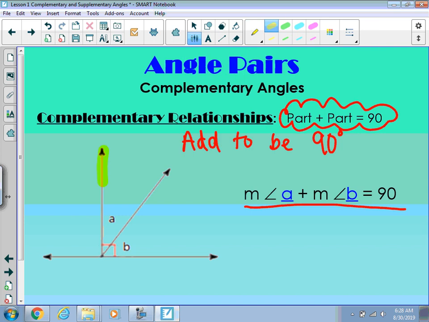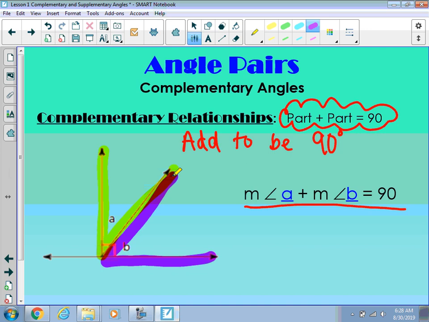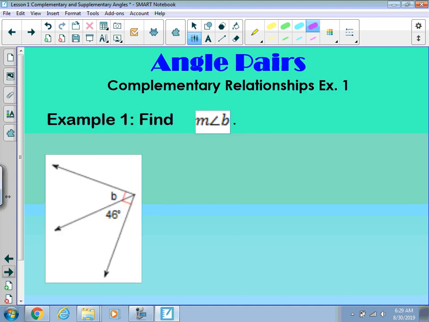So if we look here, we have angle A with angle B, and they make up the 90-degree angle. Part plus part is equaling the whole, which we know is 90 because of the little box in the corner. Here we're looking for the measure of angle B.